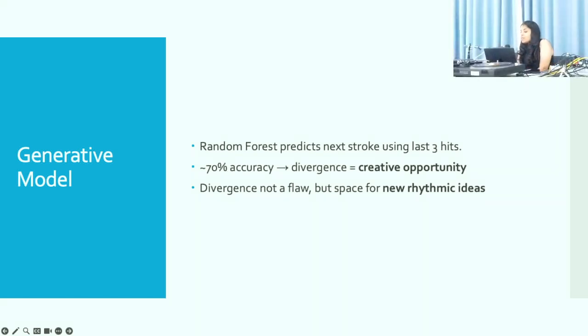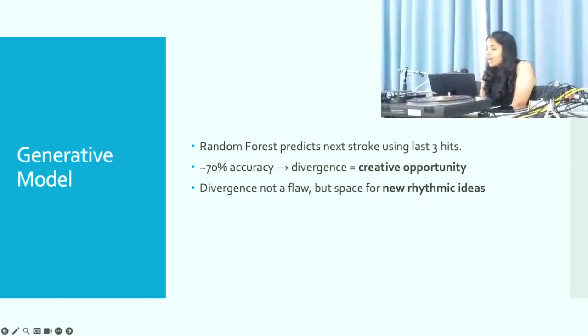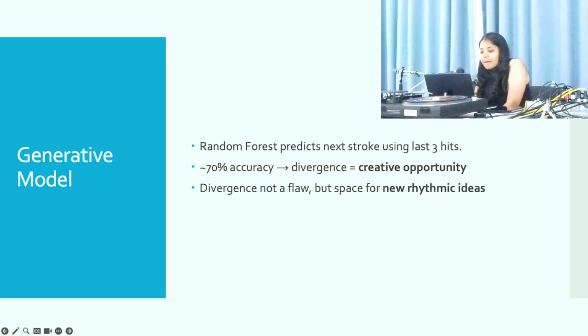And I got a 70% accuracy, but it is not a bad accuracy because the divergence basically gives a creative opportunity. Divergence over here is not a flaw, because the idea is to create a call and response. So if I play something and then I get a response with the divergence, that allows for a more creative call and response between 2 things.